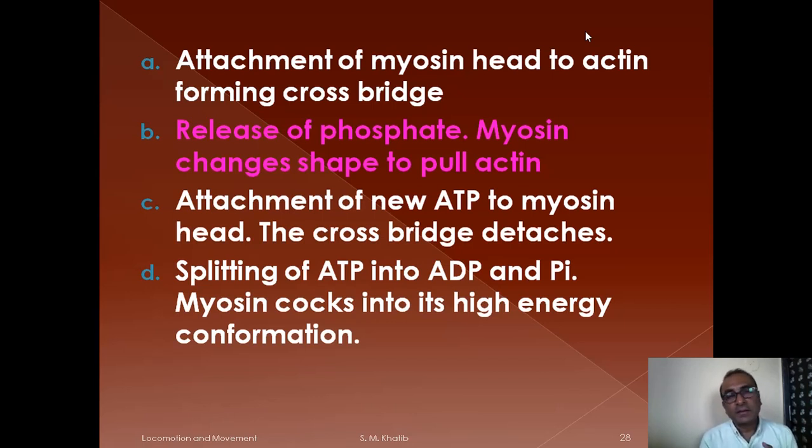Then the splitting of ATP into ADP and inorganic phosphate, that is true, but myosin cocks into its high energy conformation, that is not true. It is already bent inward, right? And the movement of the actin filament has taken place. So B will be the right answer.